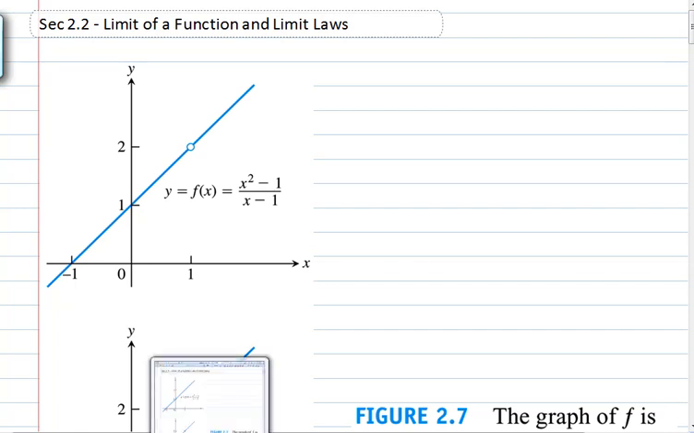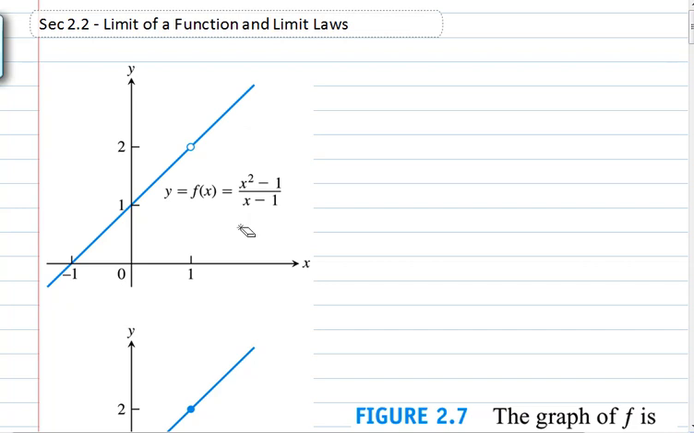Okay. Section 2.2 is going to explicitly say kind of what we were hinting around at the previous section, and that is the limit of a function and the limit laws. And we're going to get a list of laws at the end. So the first thing we want to look at here is this graph of this function.